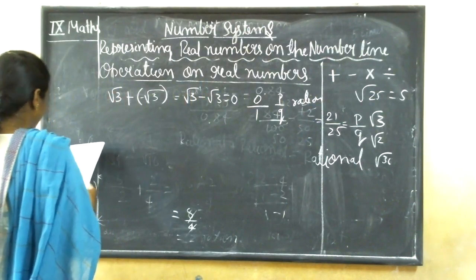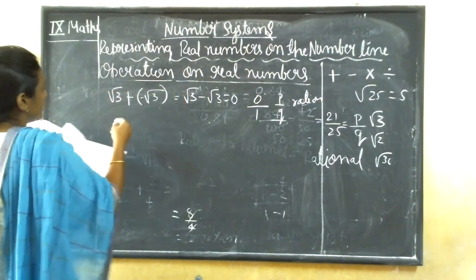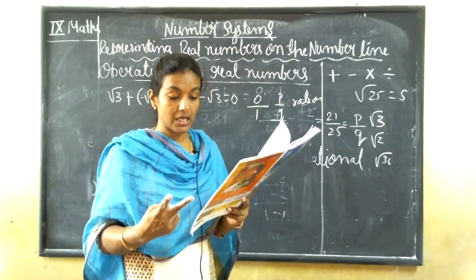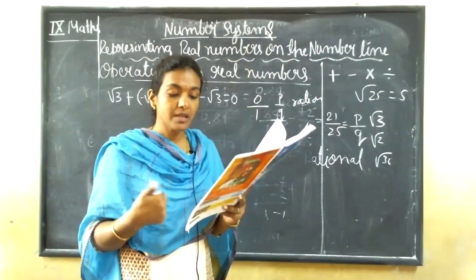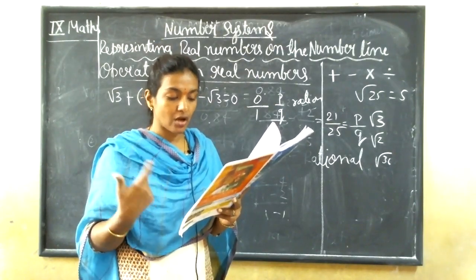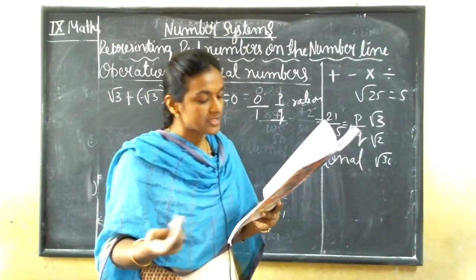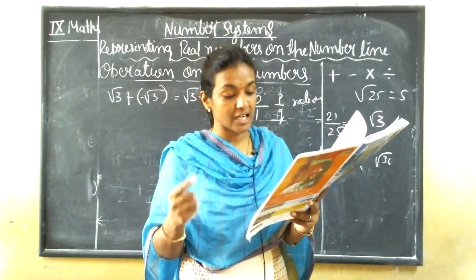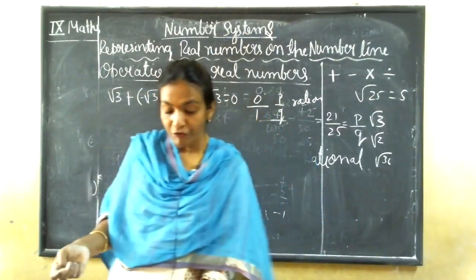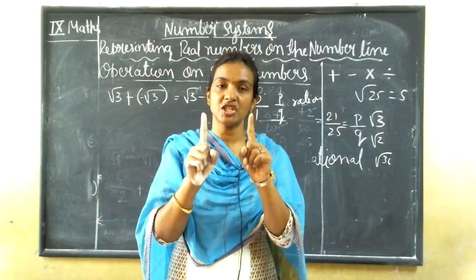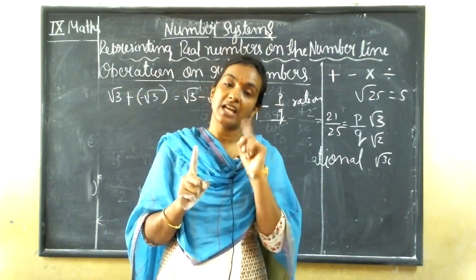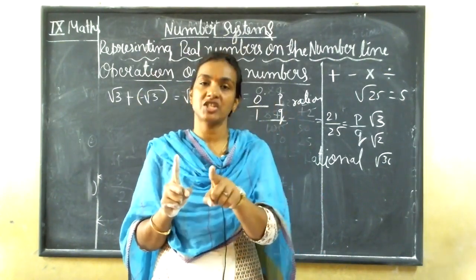So one more example here. What is our conclusion here? When you add two irrational numbers, the result can be rational or irrational. The third point is that the addition of a rational number and an irrational number is always an irrational number. When you add rational numbers, you are going to get a rational number only.